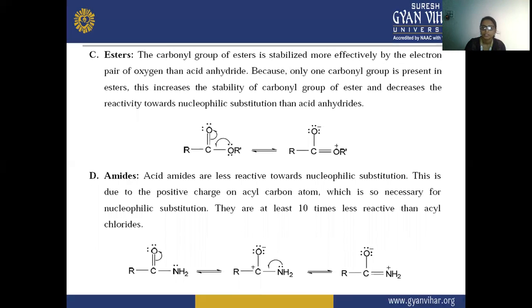Next is the ester. In the ester, the carbonyl group is stabilized more effectively by the electron pair of oxygen than in the acid anhydride, because only one carbonyl group is present in the ester. This increases the stability of the carbonyl group of the ester and decreases its reactivity towards nucleophilic substitution compared to the acid anhydride.